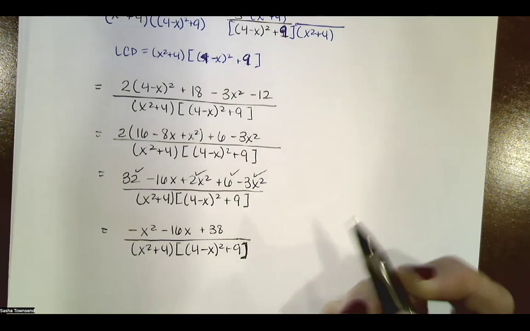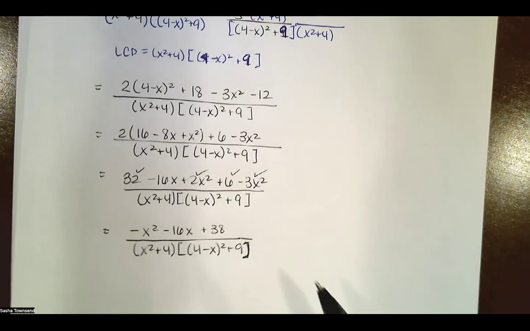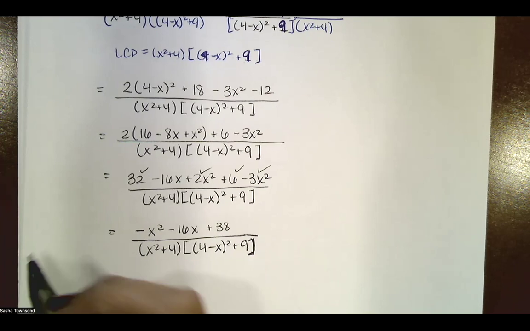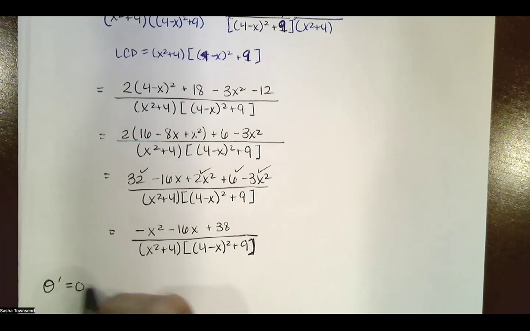But we might have a critical point where theta prime is equal to 0. So theta prime would equal 0 when the numerator is 0 and the denominator is non-zero.